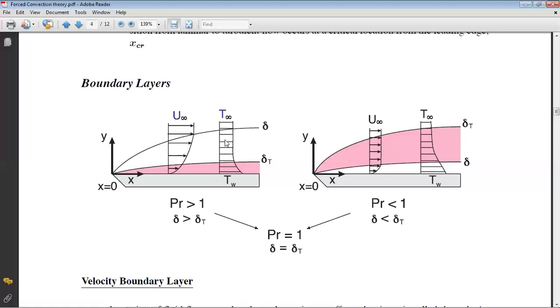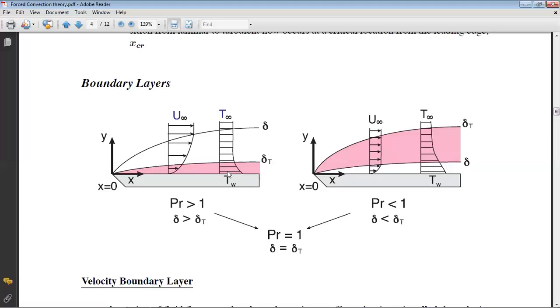Similar is the case for temperature distribution. Again, the thermal boundary layer can be defined as the vertical distance where we can find the temperature equivalent to 99% of the initial temperature, or the initial fluid temperature.